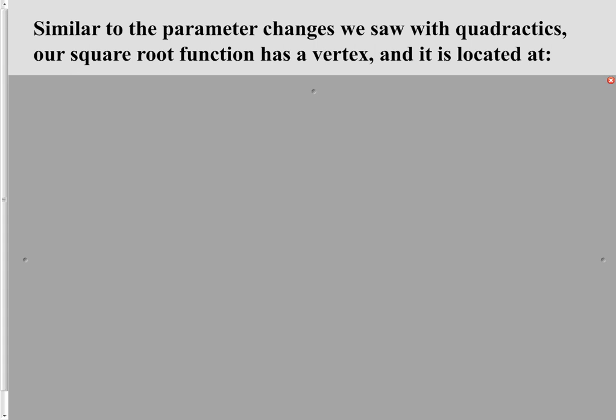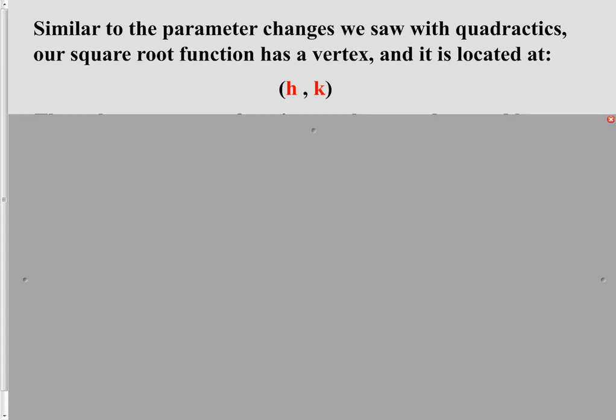We spent the last several weeks working on parameter changes with our quadratics. Now what you're going to see is that with a lot of the parent functions and the conic sections that we're going to be getting to this semester, a lot of the same rules and structures and parameters are going to hold true. The first one we're looking at is our vertex. Our square root function is going to have a vertex, and our vertex is located exactly at h comma k, exactly like our parabola was. So h comma k remains true.